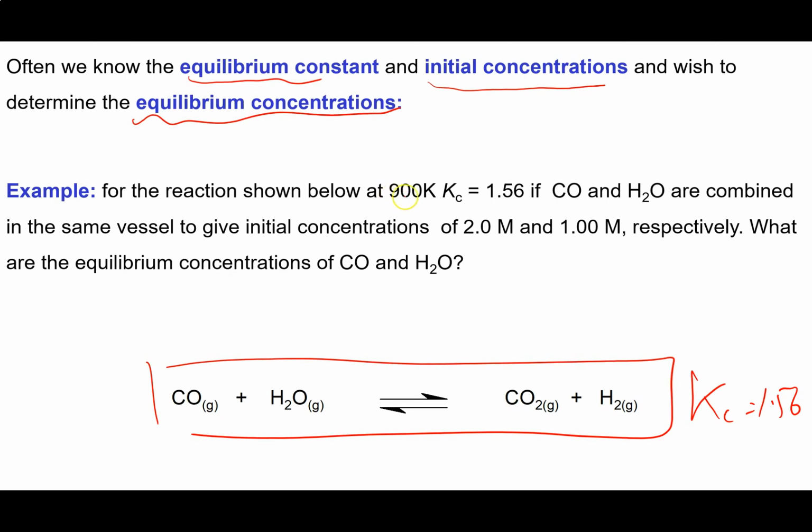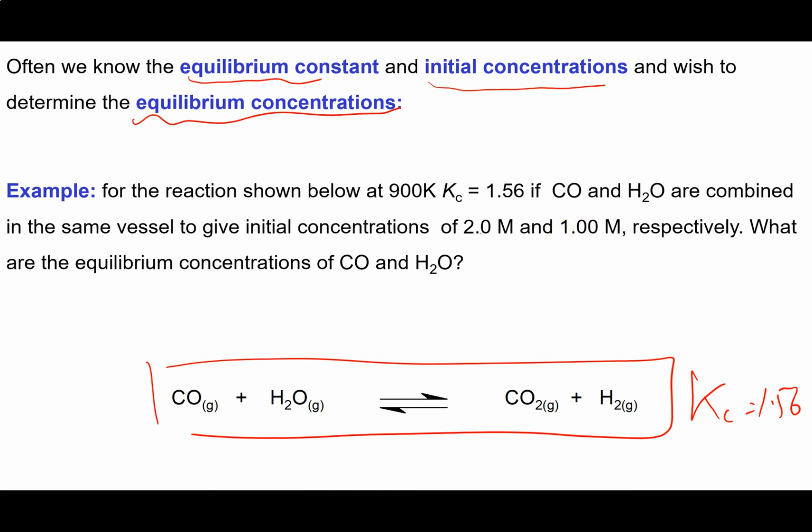This reaction occurs at 900 K. They're just telling you that it's at constant temperature. They give you the value of Kc. And then it says that carbon monoxide and water are combined in the same vessel to give initial concentrations of 2 moles per litre and 1 mole per litre.